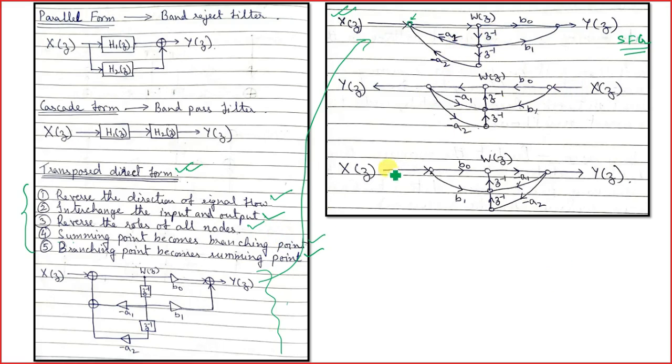Now, what our rule says: reverse the direction of the signal flow, and second, interchange the input and the output. So first I will reverse the direction of the signal flow. If you see, initially the signal was flowing in this way. Now I have changed the direction to the other way. Here, the signal was flowing in this way, and I have just changed the direction to the other direction.